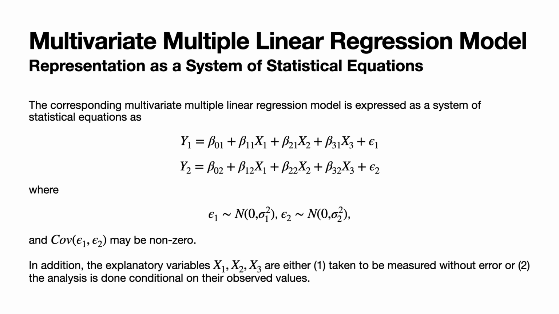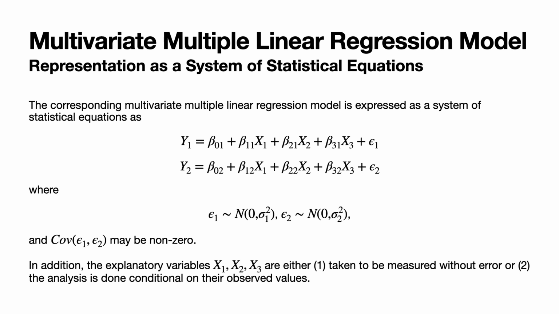Here is a representation of this multivariate multiple linear regression model as a system of statistical equations. The corresponding model is expressed as a system of two statistical equations in the following way. Response variable 1, y1, is equal to beta 01 plus beta 11 times x1 plus beta 21 times x2 plus beta 31 times x3 plus epsilon 1. The second response variable, y2, is equal to beta 02 plus beta 12 times x1 plus beta 22 times x2 plus beta 32 times x3 plus error term epsilon 2.